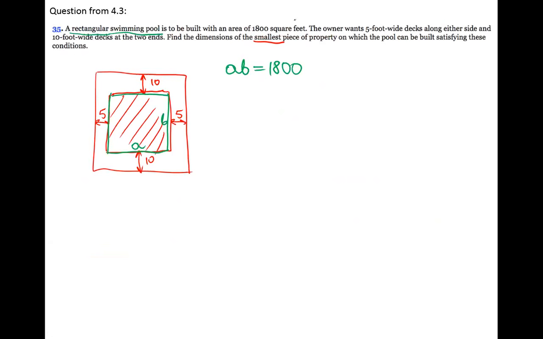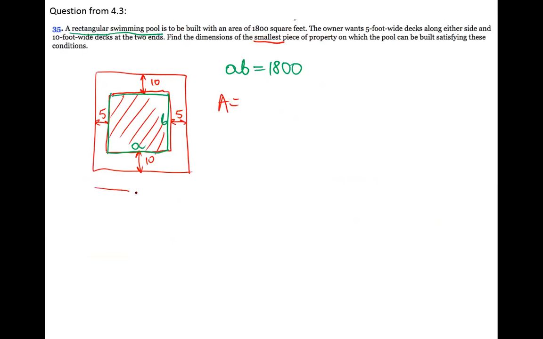He wants the deck to increase, so that means he's looking for the big rectangle that I drew to be minimum. We have to minimize it because that's the area of this property. That means, let's see.